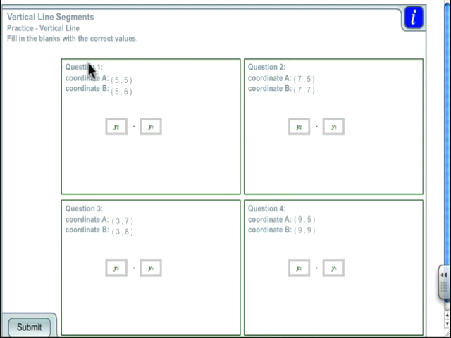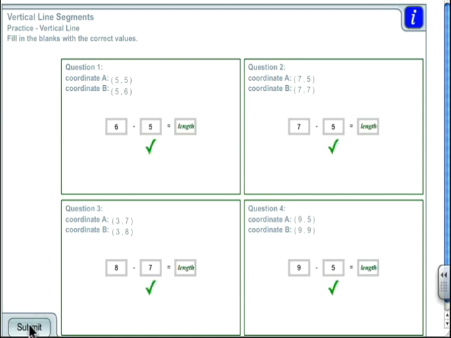So let's practice subtracting y-coordinates. Question 1 asks us to take y2, subtract y1. So we'll take y2, which is 6, subtract y1, which is 5. Question 2, y2 is 7, subtract y1, which is 5. In question 3, y2 is 8, y1 is 7. In question 4, y2 is 9, and y1 is 5.